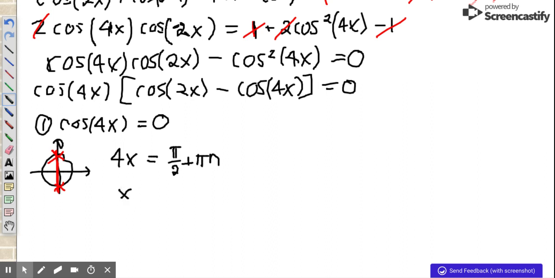Now we just need to isolate x. So the first solution that works for this problem is x1 equals pi over 8, because I divide by 4, plus pi over 4 times n. Ta-da.